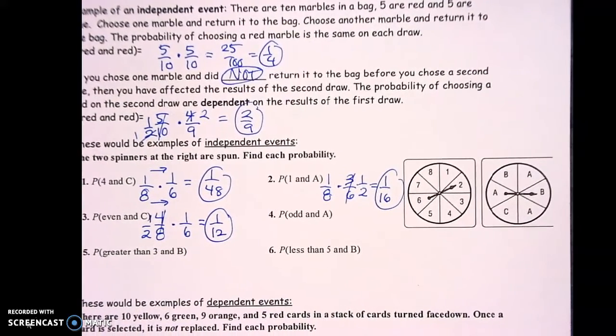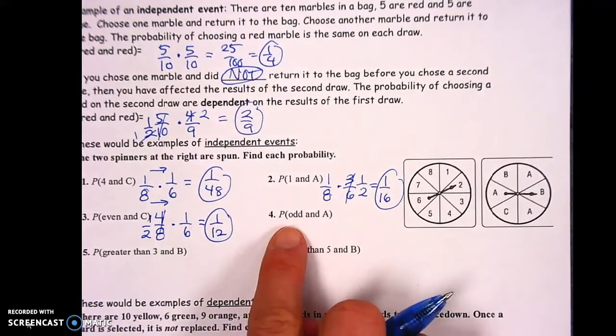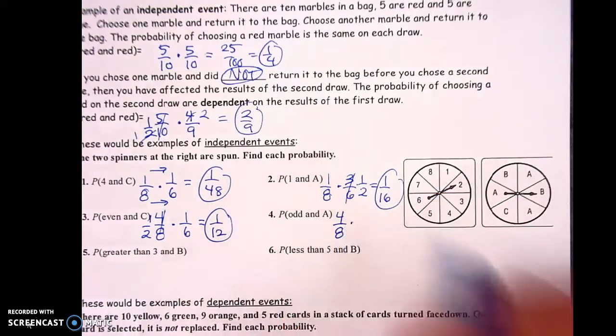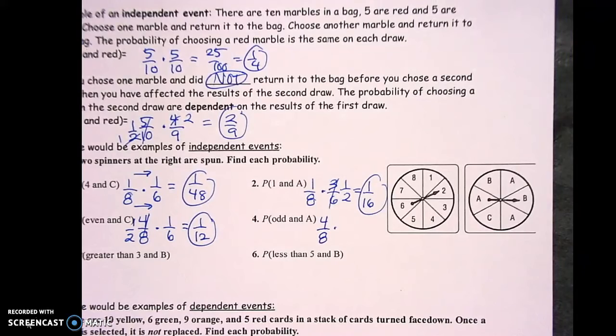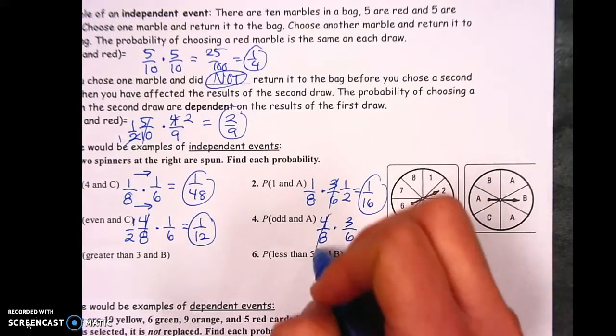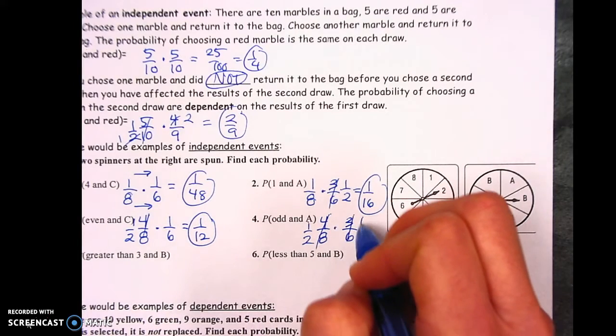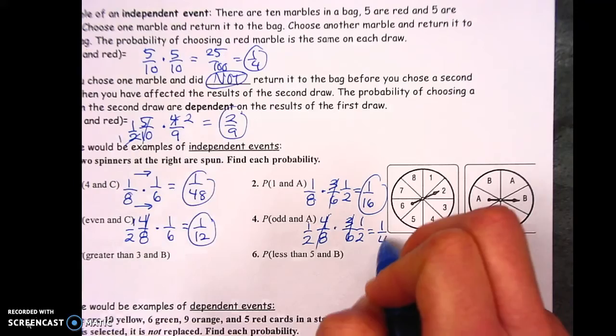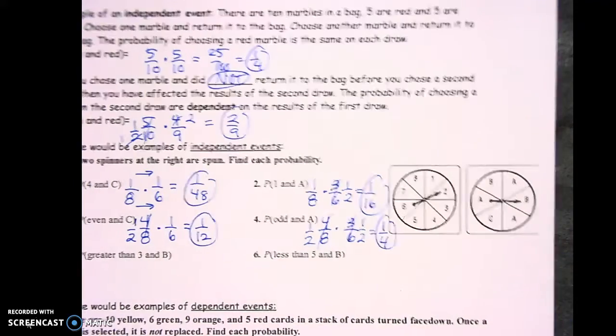Number 4, probability of spinning an odd. Well, that's the same as spinning an even. 4 out of 8 are odd. And how many A's do we have? Half of them, 3 out of 6. Again, I'm just going to write my original fractions first before I simplify. Ends up being 1/2 times 1/2 is 1/4, multiplying straight across.